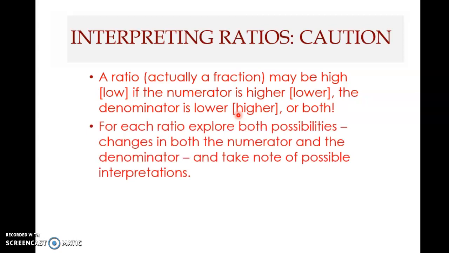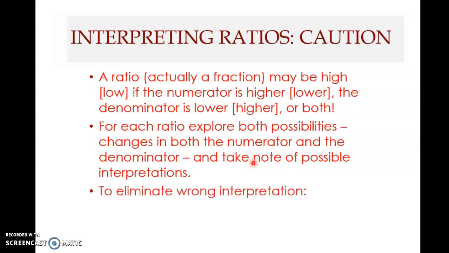So for each ratio, explore both possibilities, or changes in both the numerator and the denominator, and take note of possible interpretations. How do you interpret? You don't only consider an interpretation based on the numerator alone, and the denominator alone. So you need to consider both. So you look at related ratios and then come up with the interpretation.